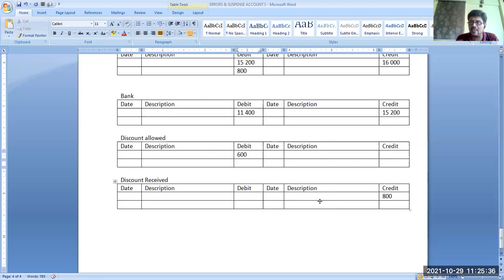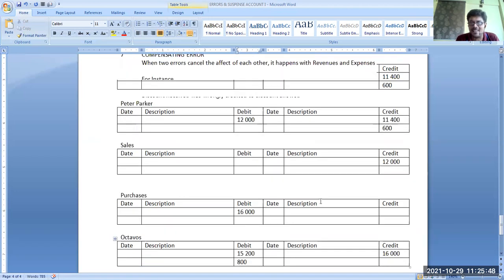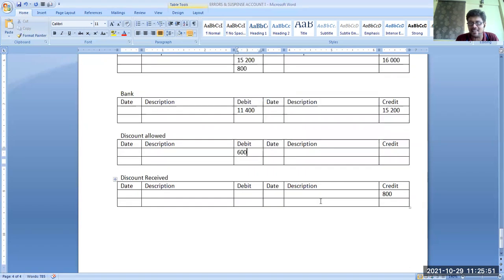The nature is same. The error is compensated, an expense against a revenue, and the trial balance will agree and balance. Are you getting my point? This is called compensating error.